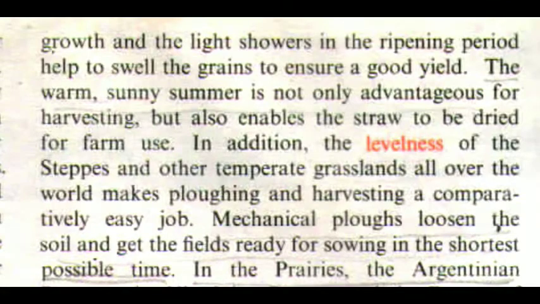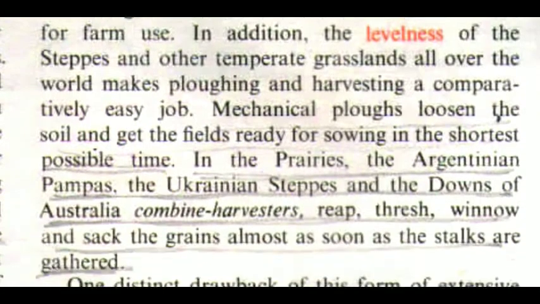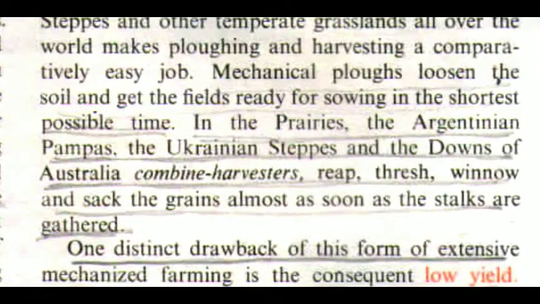In addition, the levelness of the steppes and other temperate grasslands all over the world makes ploughing and harvesting a comparatively easy job. Mechanical ploughs loosen the soil and get the fields ready for sowing in the shortest possible time. In the prairies, the Argentinian pampas, the Ukrainian steppes, and the downs of Australia, combined harvesters reap, thresh, winnow, and sack the grains almost as soon as the stalks are gathered.